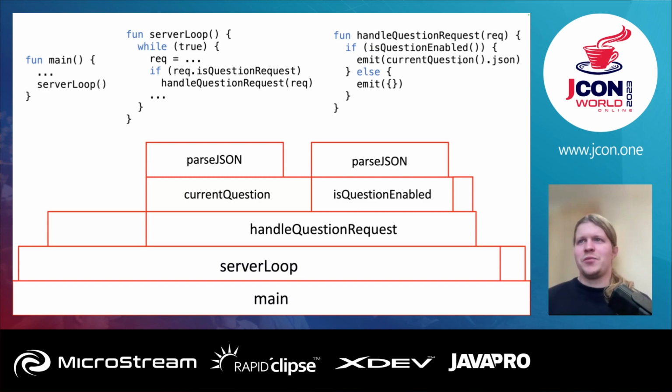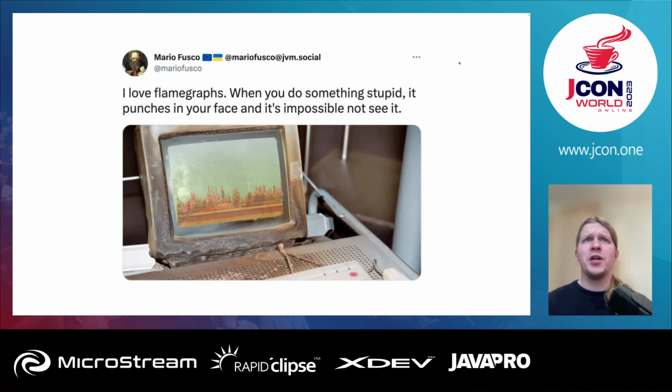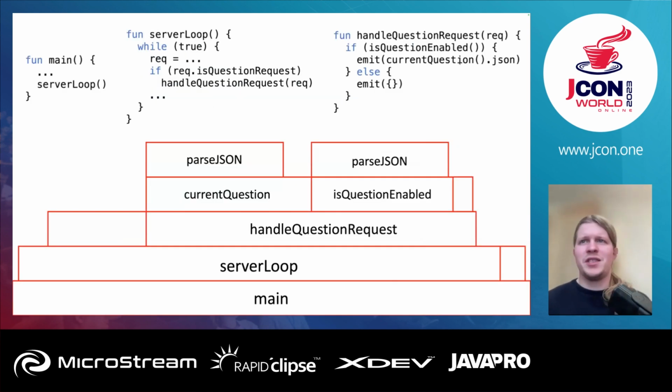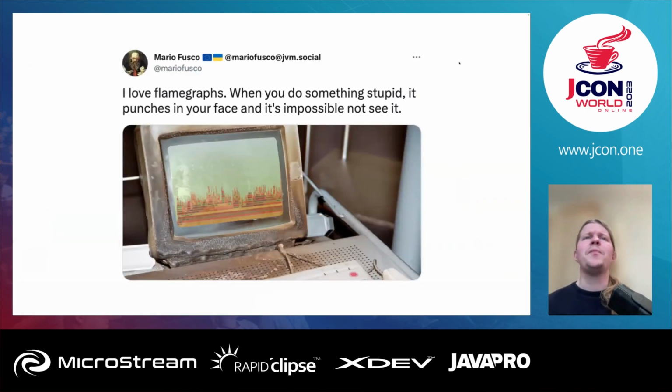That wasn't great, and that was the reason why the server was overwhelmed, and you see it here quite clearly. And to quote Mario Fusco, "I love flame graphs. When you do something stupid, it punches you in your face, and it's impossible not to see it." And that's essentially what we see here. It's parseJSON. It was probably not a good idea to store all the data just in a JSON file and reread it all the time.